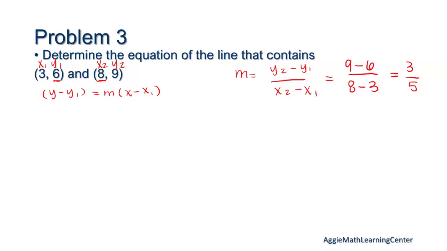Okay, so I'm going to have y minus 6 equals 3/5 times x minus 3. And then I can put it in slope-intercept form, I think if it's going to ask for slope-intercept form. It is. All right. So first I'm going to distribute the slope into my parentheses. I'm going to get 3/5 x minus 9/5.